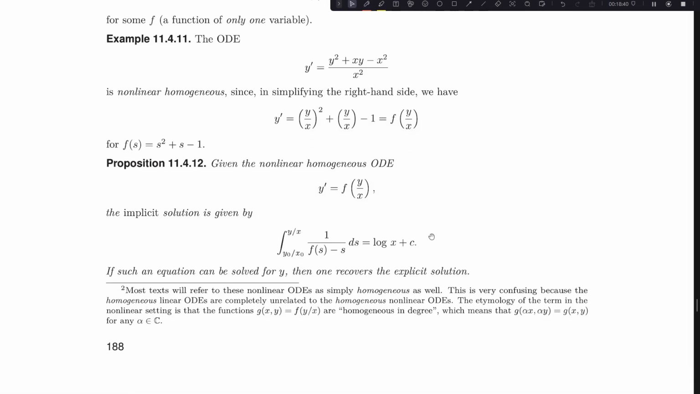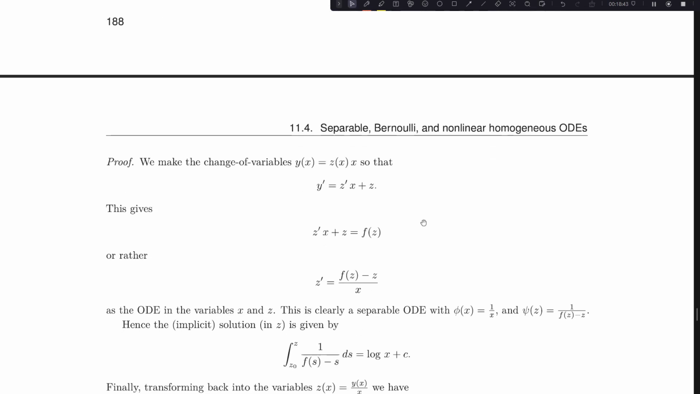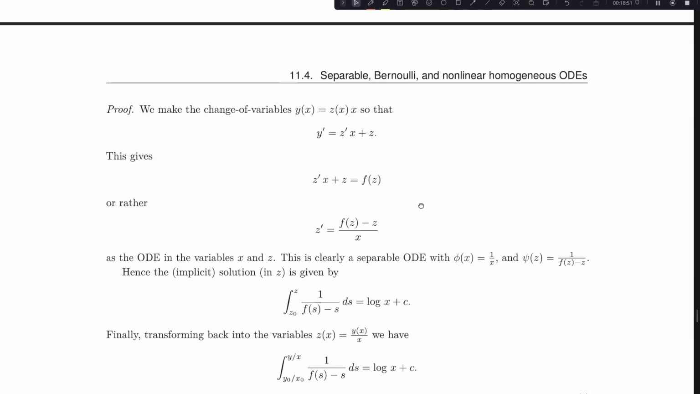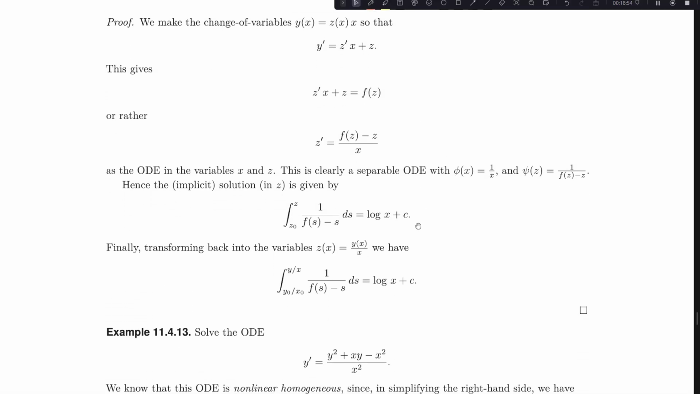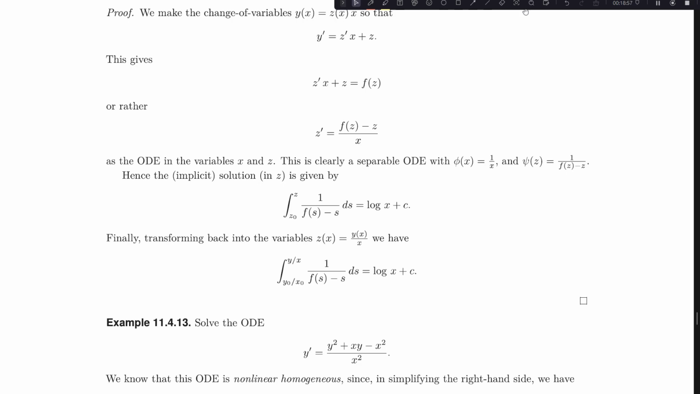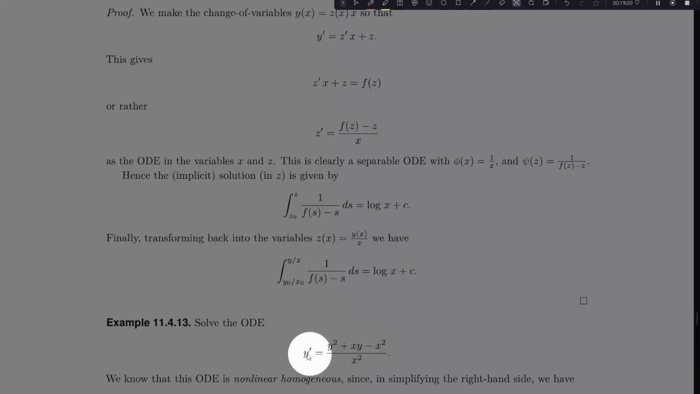And this is what I mean by it gets converted to a separable ODE. You'll see that in the proof here where we make a change of variables, y of x equals z of x times x. And then upon doing that, you go through the steps of separability in the z variable to recover your solution. Now what we can do with that is we can in fact solve this ODE, because I'll use this at the bottom to solve this ODE.